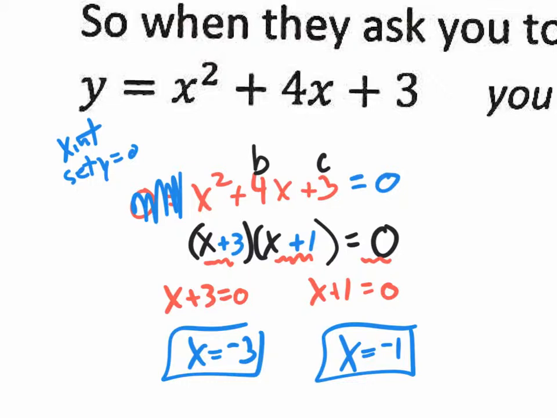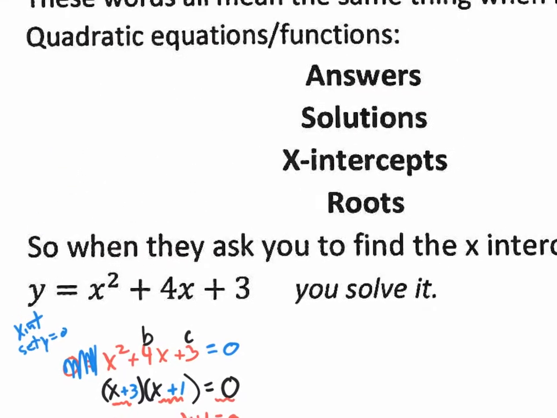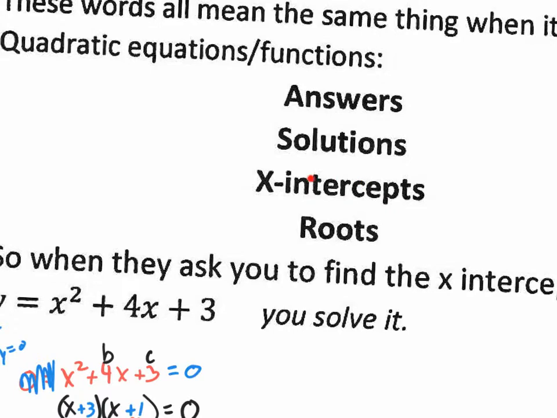On the quiz we had last Friday, I asked for the x-intercepts. You had to graph it and then look at it, and then you state the x-intercepts. You could actually find the x-intercepts by setting y equal to 0 and solving. So once again, finding the x-intercepts, it's the same thing as them asking you for the answers. Same thing as solutions. Same thing as roots. It's all the same thing.